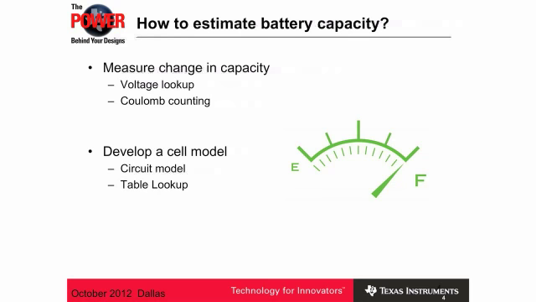So in order to get battery capacity estimated, we need a couple of things. We need a measurement system, voltage, current, or both. And we need a model. We need some sort of a model to take those measurement inputs and then produce the output, which is time to empty, or how much charge you have left.